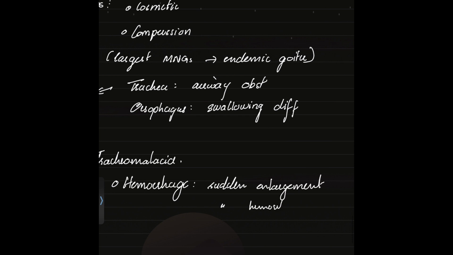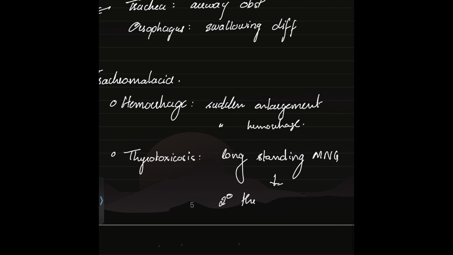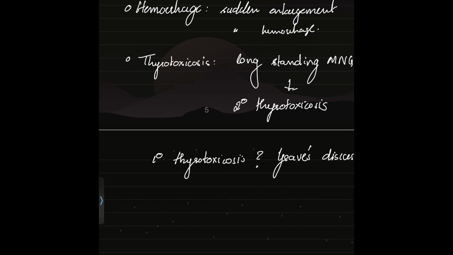Next complication is thyrotoxicosis. Thyrotoxicosis can occur due to long-standing multinodular goiter. And this thyrotoxicosis that occurs as a result of long-standing multinodular goiter is known as secondary thyrotoxicosis. Why is this secondary thyrotoxicosis? What is the primary thyrotoxicosis? Yes, it is Graves' disease. So Graves' disease is the primary thyrotoxicosis.